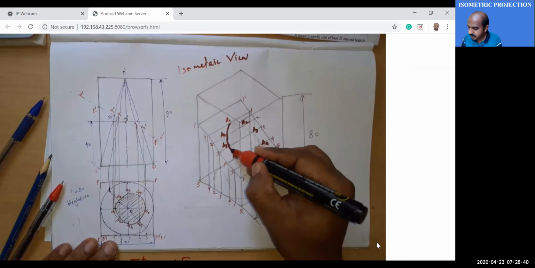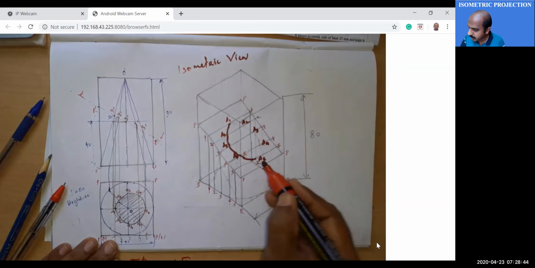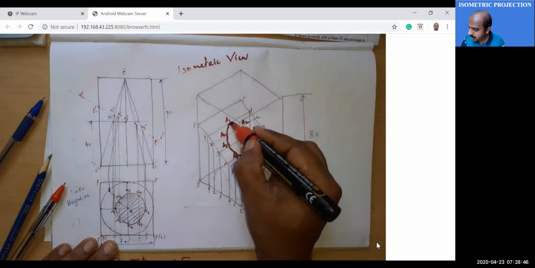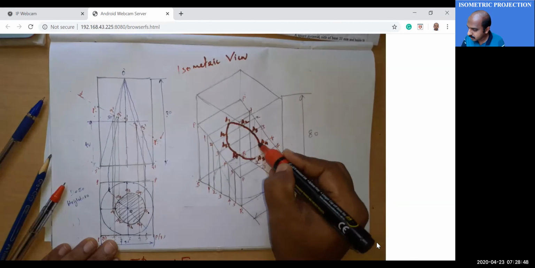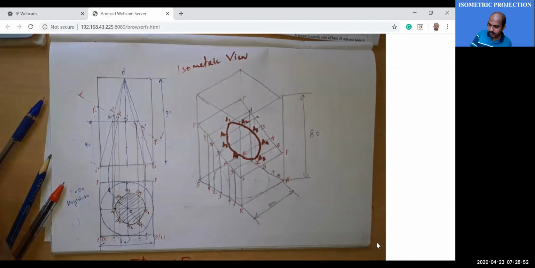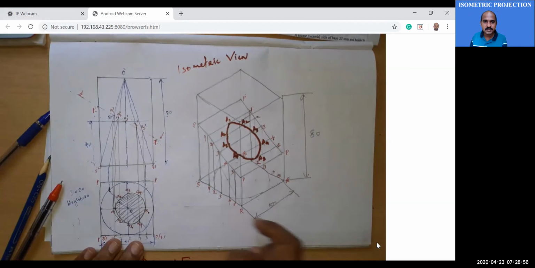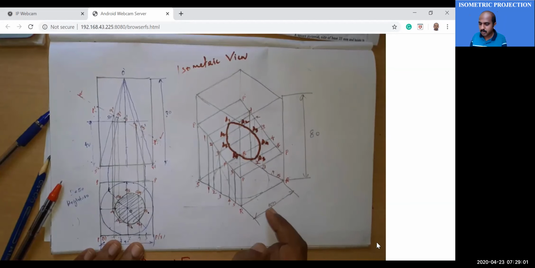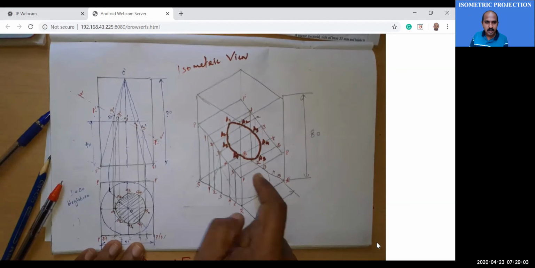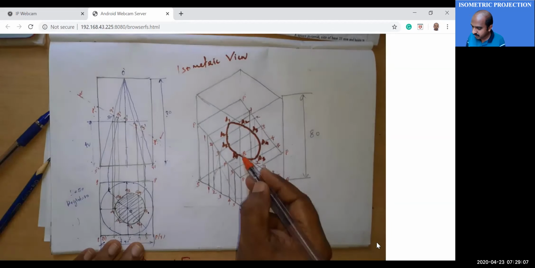Actually, it is an ellipse because the cutting plane is inclined this way. Okay. Now we complete the top face. What about the bottom? The bottom is a circle. So you already know how to draw the isometric view of the bottom face.